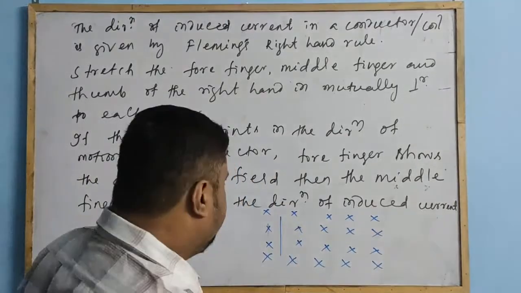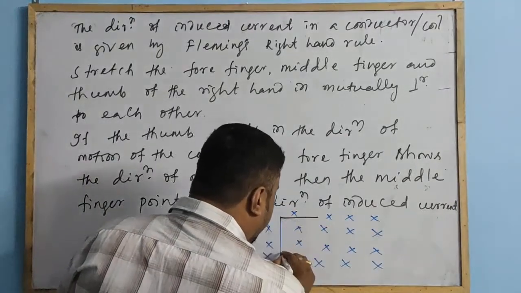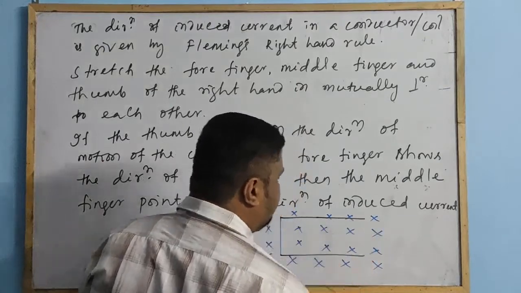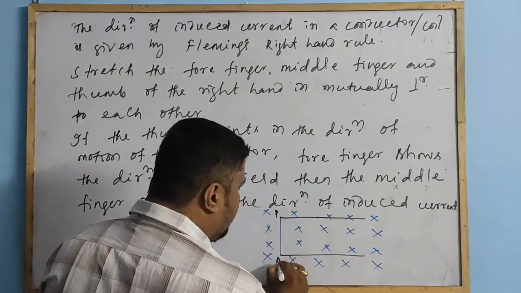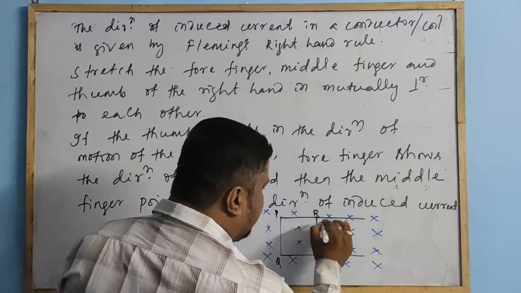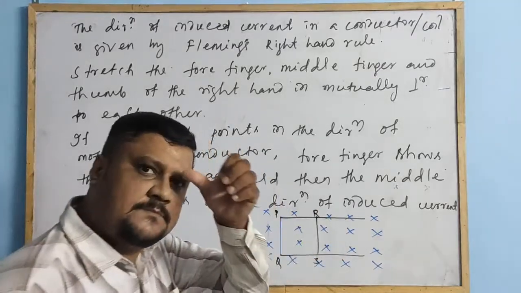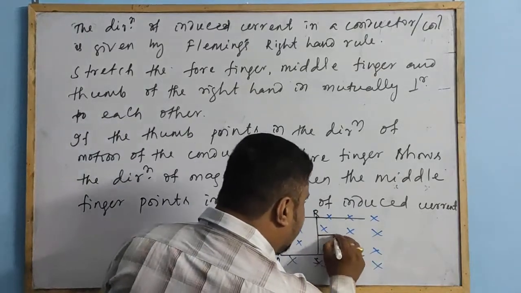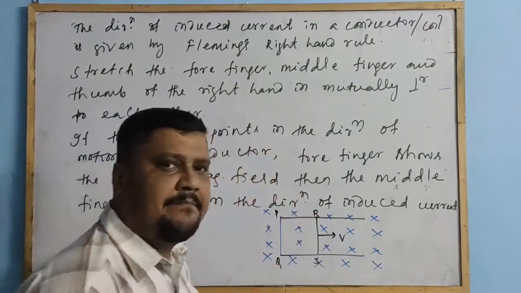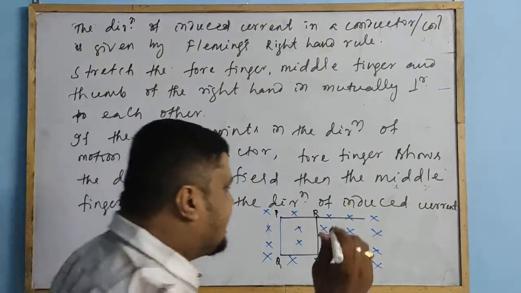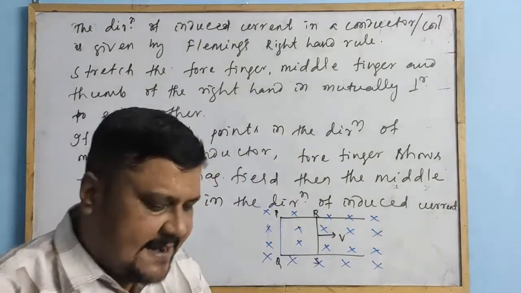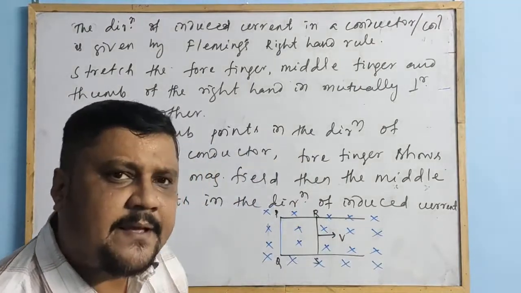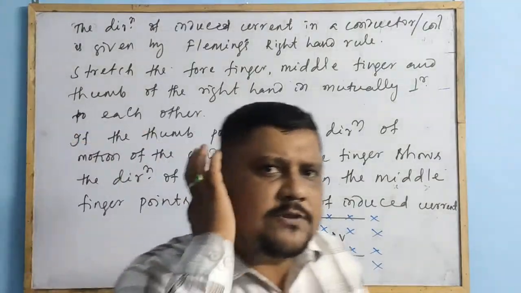This is the coil PQRS. RS is moving in this direction with velocity v. And this is the direction of B. Then what is the direction of current? That is given by Fleming's right hand rule. Go to the right hand rule.